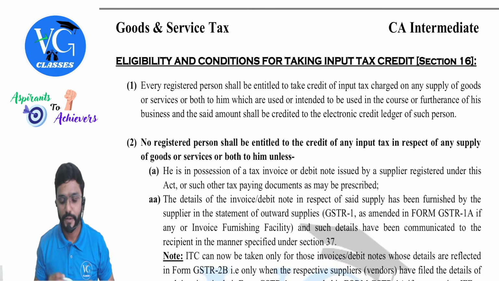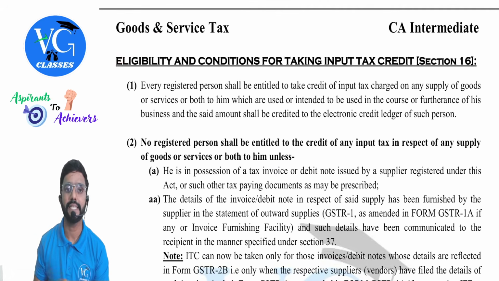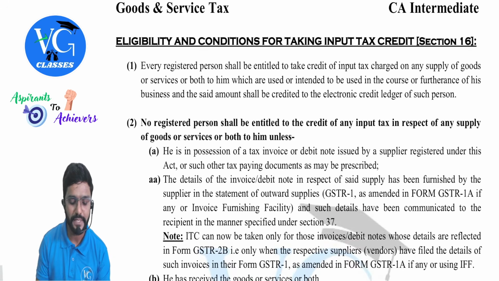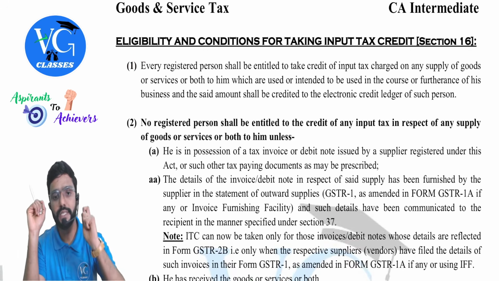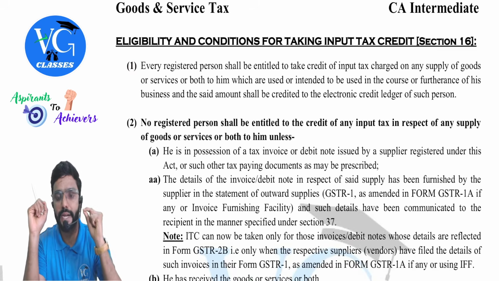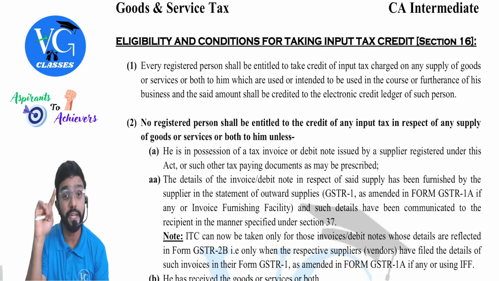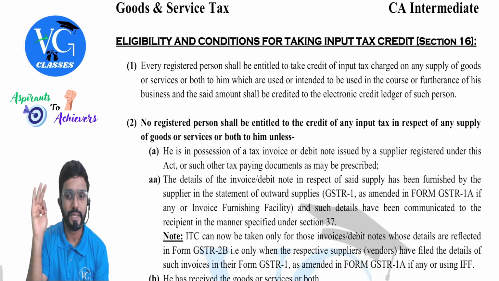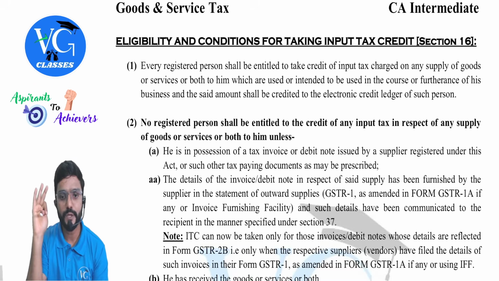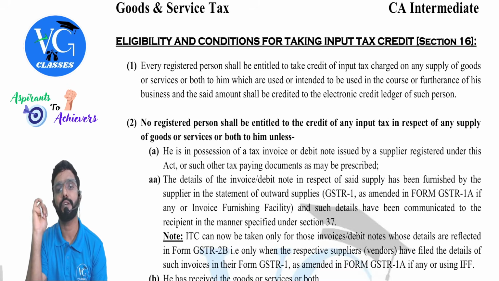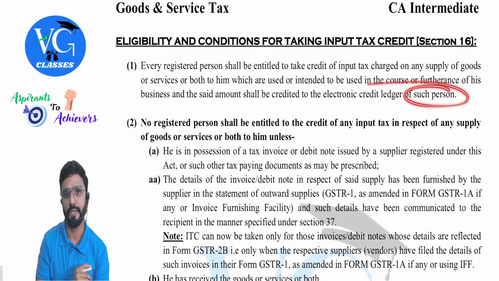Okay, very good. So section 16 is covered here, guys. Eligibility and conditions for taking input tax credit, section 16. First let me read subsection 1. Every registered person shall be entitled to take credit of input tax charged on any supply of goods or services or both to him which are used or intended to be used. Even if you are intending to use it in the future, can you claim the credit? Yes. To be used in the course or furtherance of his business. And the said amount shall be credited to electronic credit ledger of such person. Such person here means recipient.